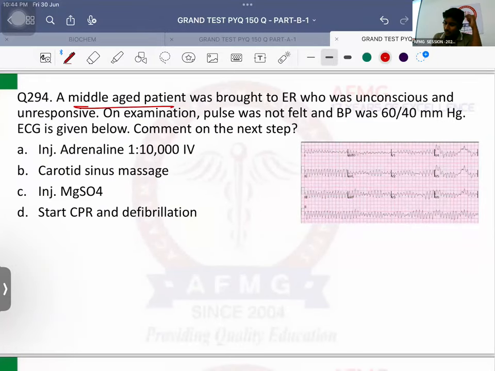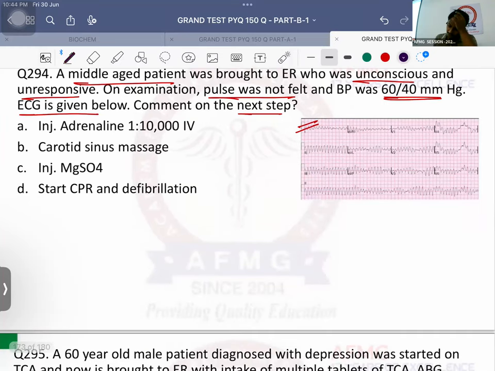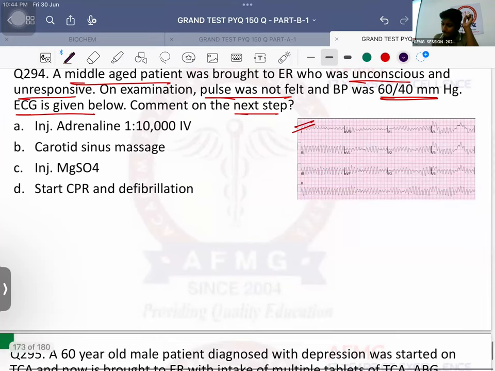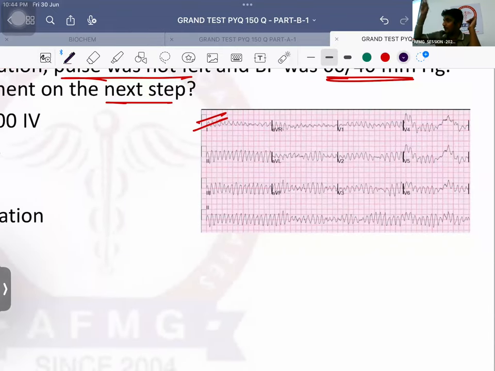294, a middle-aged patient was brought to the ER who was unconscious and unresponsive. On examination, pulse was not felt. BP was 60 by 40 millimeters of mercury. ECG is given below. What is the next step? What is the ECG showing us? VT dikh raha hai tumhein? VT mein proper at least QRS hoti hai, yahan proper QRS bhi nahi ban rahi, it is VF, fibrillation. It is a case of ventricular fibrillation, guys.